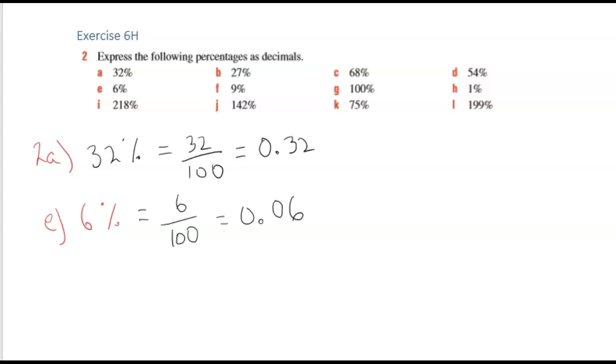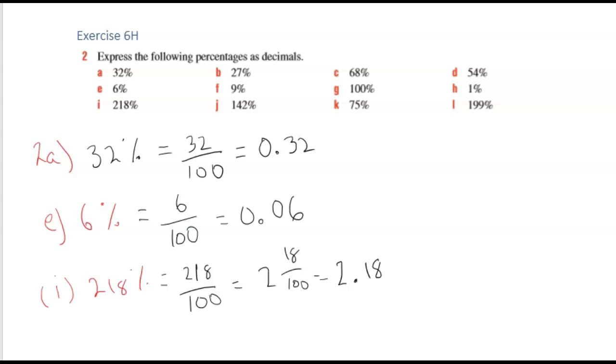I think I've got one, so let's do I. Over here, 218%. You can still write that over 100. When you think about that, 100 goes into 200 2 times, and then we're left with 18 over 100. If we're writing that as a decimal, it's 2.18. So 18 hundredths, but we don't usually say that. It's not good math talk, I guess.